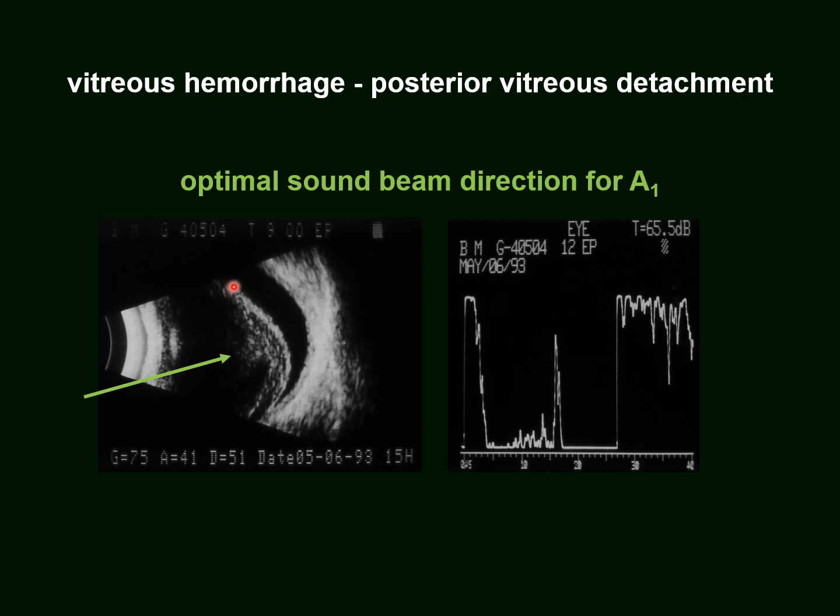The B scan helps us to find the optimal sound beam direction for the quantitation in A scan. We have to look for an area where we hit a concave portion of the large interface and get such a focused beam back. And that's important for retinal detachment for the A1, that we have the B scan helping us to find the best sound beam direction for a quantitative evaluation for an A1.